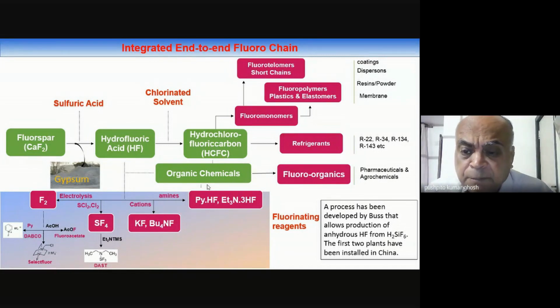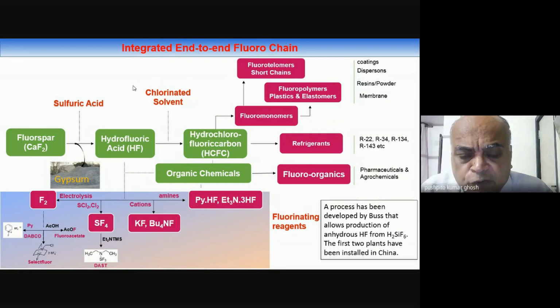And this company, Buss, in Switzerland, did some extraordinary work. Fluorine is a very important reagent in organic synthesis. Starting from your Teflon, so many things contain fluorine. Many of the drugs, very important drugs, have some substituent of fluorine. The refrigerants are another huge area. There's no end to the number of fluorinated molecules.